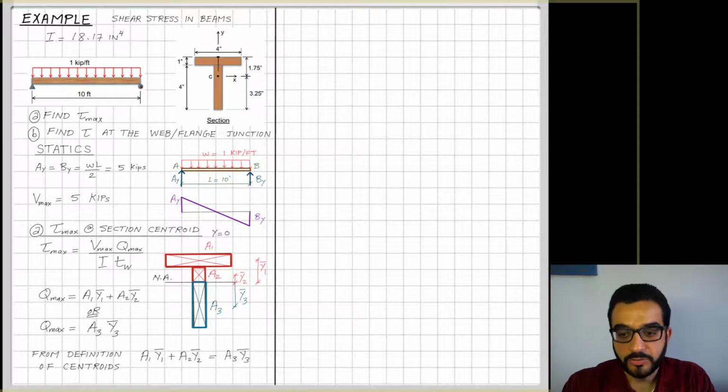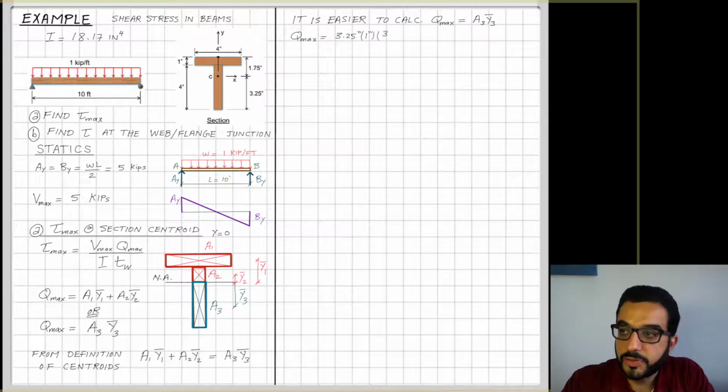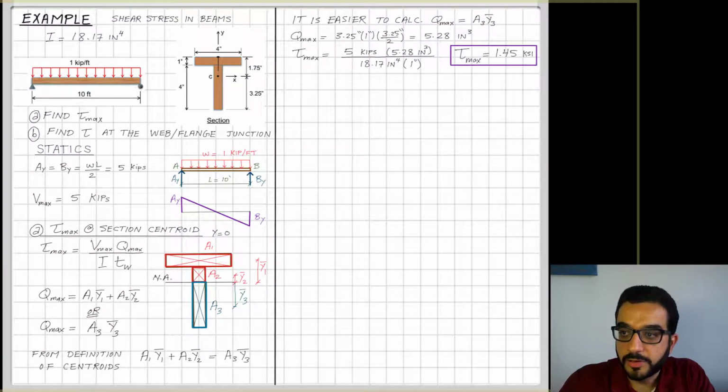So in our case here, it's easier to deal with just an area made up of one part, which is a simple rectangle. So I'll go with the lower slicing part here. So A3 times y bar 3. A3 is 3.25 height times 1 inch width times the half of that height, 3.25 over 2. So I end up here with Q. Tau max is equal now then to V max, Q max over I, at t web.